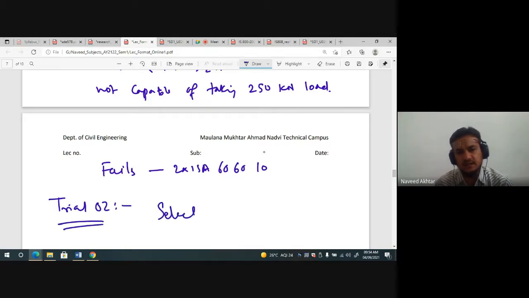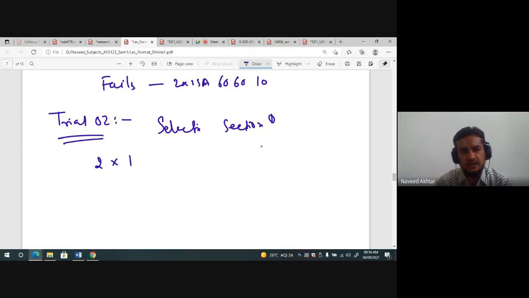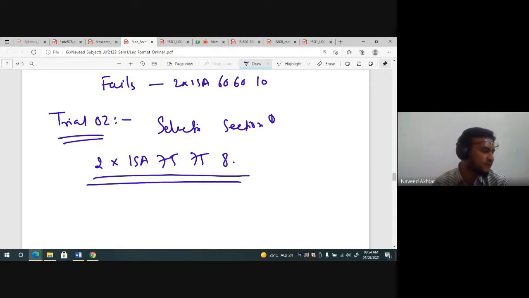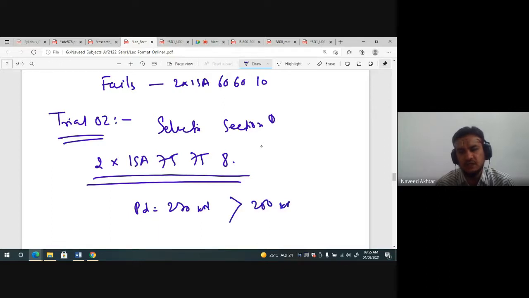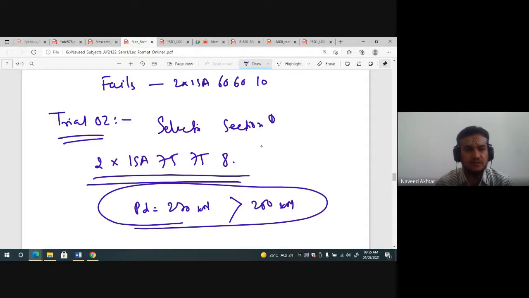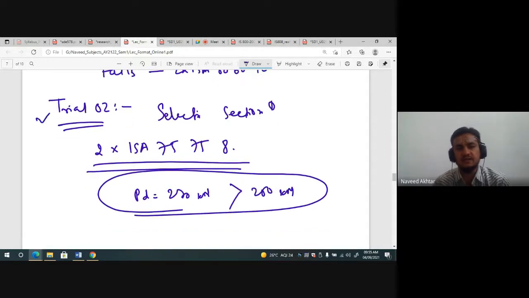Select section 2 ISA 75 by 8. तो इससे आपको वापस से रिकैलकुलेशन करना पड़ेगा, और जब आप इससे रिकैलकुलेशन करेंगे तो योर Pd विल बी 270 kilonewton. So Pd will come 270 kilonewton, and this is greater than 250 kilonewton.